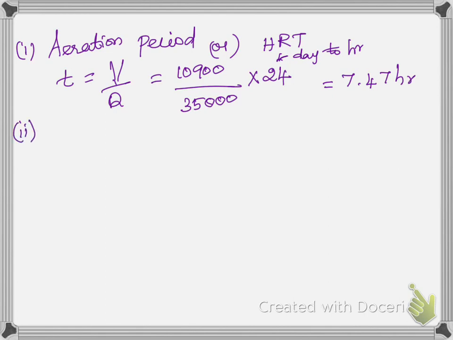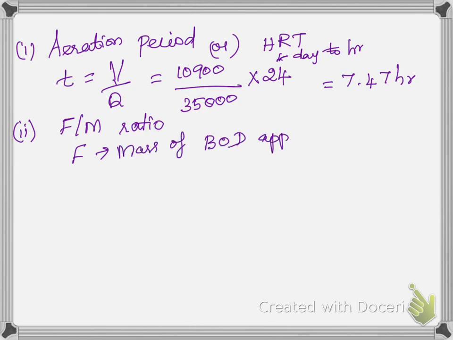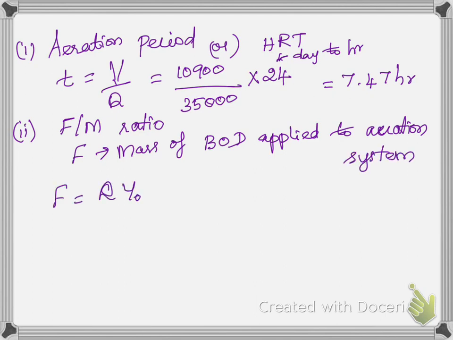Okay, second one. So we have determined our aeration period. Now the F/M ratio. What is the F/M ratio? F/M ratio is your food to microorganism ratio. So what is food here? Food is nothing but your mass of BOD applied. How much BOD is applied to the aeration system? That mass of BOD applied to the aeration system is going to be called your food. So F is nothing but Q times Y naught.